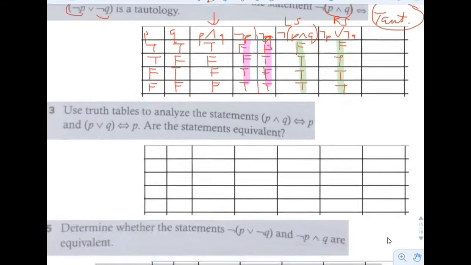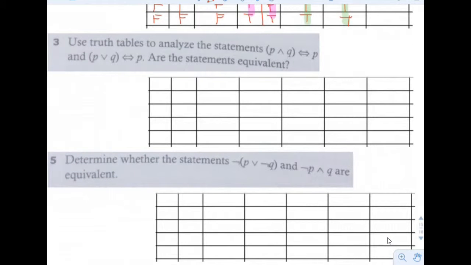All right, number 3. Use truth tables to analyze the statement: P and Q is equivalent to P. So there are 2 statements, one of them is here and one of them is here. First we're going to do P and Q, just like we always do. Since there's P and Q, we know that there are 4 different combinations: true, true, false, false, and true, false, true, false. Let's do the left side of the first one. It's P and Q, so double trues would be true and everything else is false.